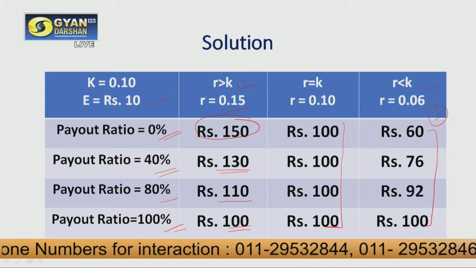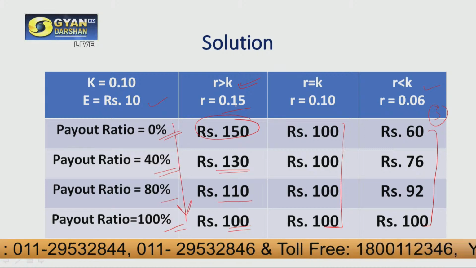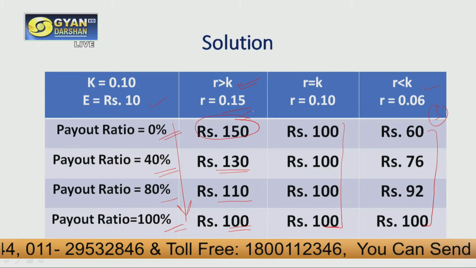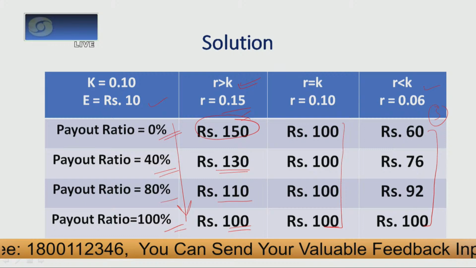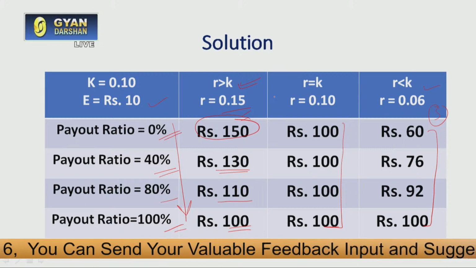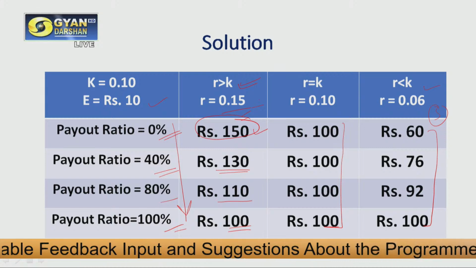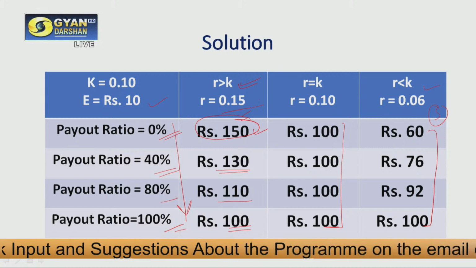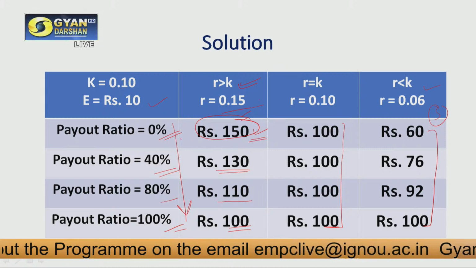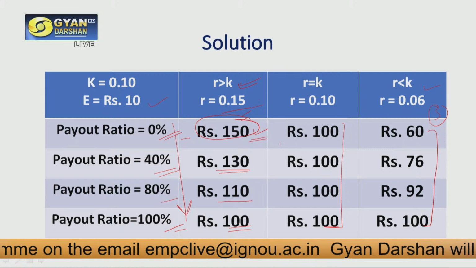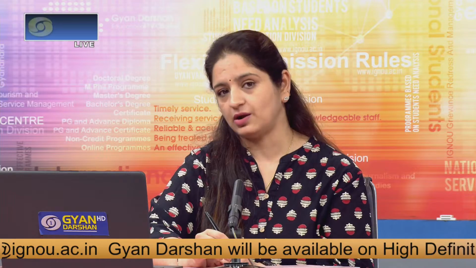So when our R is more than K, in case of growing firm, what was suggested is that our payout ratio should be minimum or it should be 0. So that would be the best case scenario. So yes, it is proven by this Walter's model, since our share price is maximum in the first case when our payout ratio is 0, and the share price is falling when we are increasing the payout ratio.